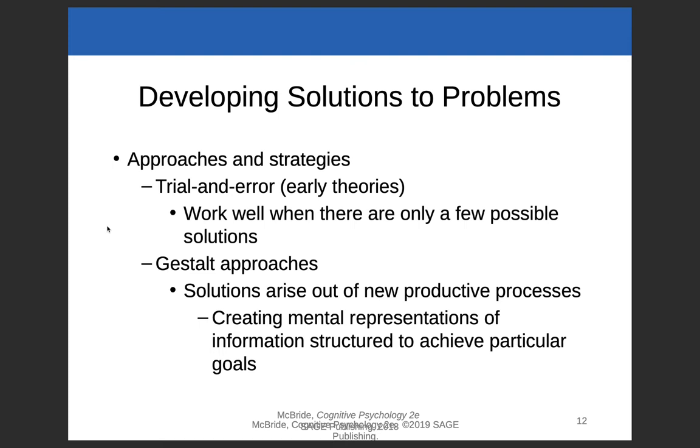Trial and error works best when there's not a lot of possible solutions, when there is a limited set. So, for example, if you're trying to learn how to write computer software, a lot of us who have learned how to do that have done it through trial and error.